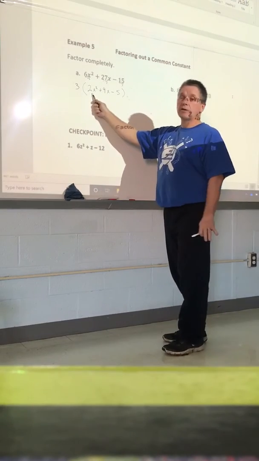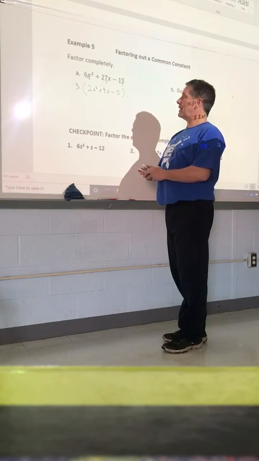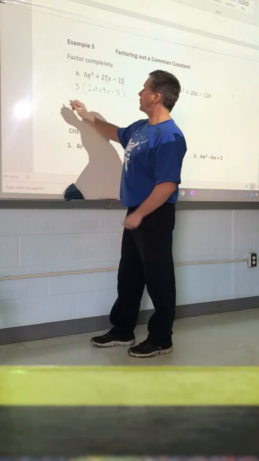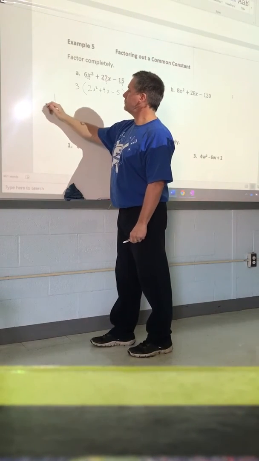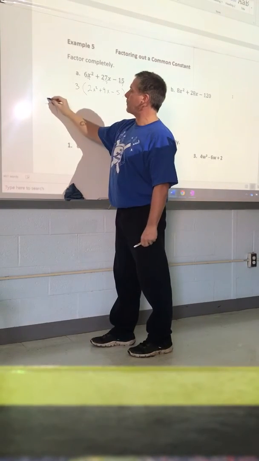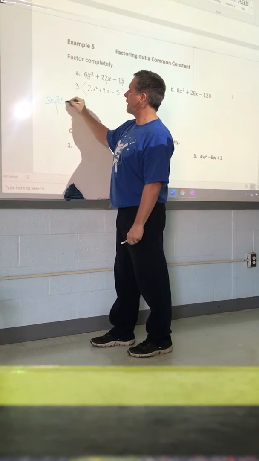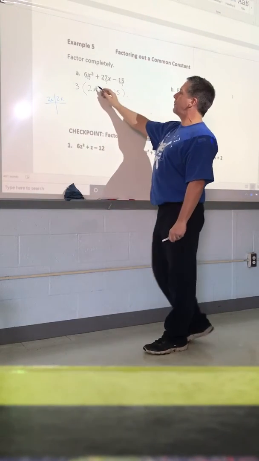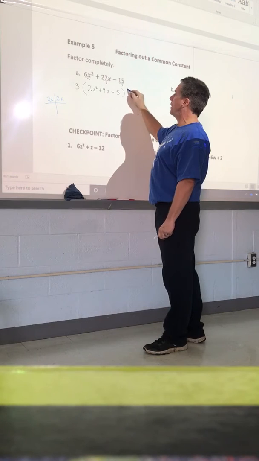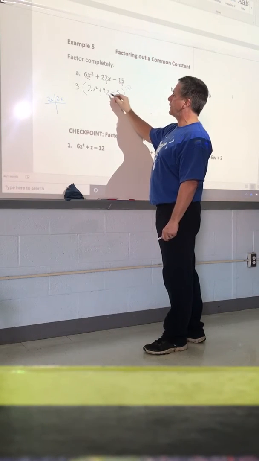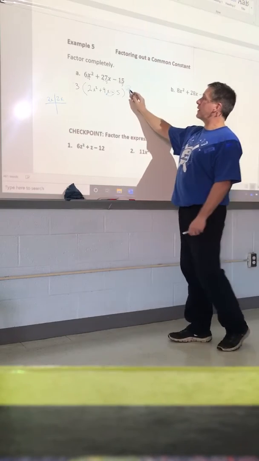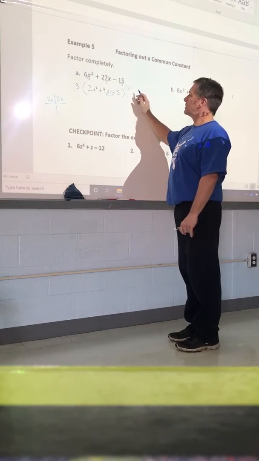So again, we have a leading coefficient. Whenever we have a leading coefficient, we want to do our box. In the top of the box, we're putting 2x. And then we multiply. 2 times 5 gives us 10. So we want the factors of 10 that when we subtract them, we get a 9. Those are 10 and 1.